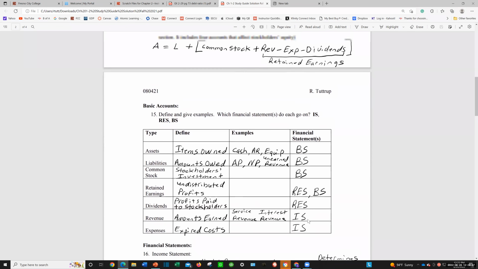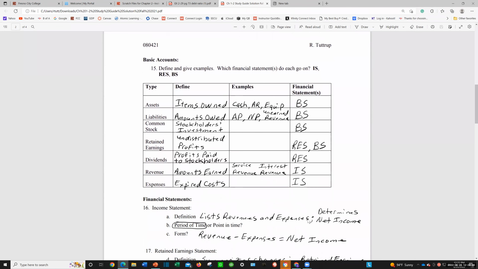The next portion of our program is to define and give examples of basic accounts, and then tell me which financial statement each of the accounts goes on. IS, which is income statement.